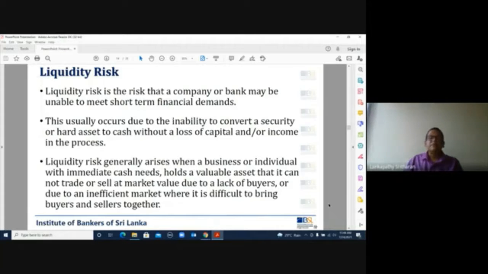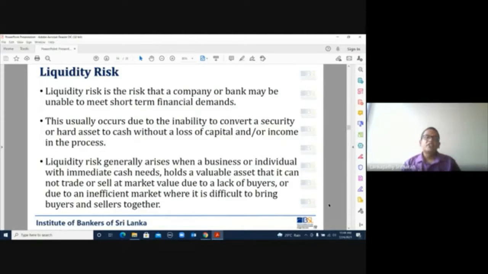But sometimes banks are not able to sell those securities in the market because the market may be illiquid. Illiquid means we can hardly sell the particular securities. In that case, the bank may be exposed to liquidity risk. Did you get the point?